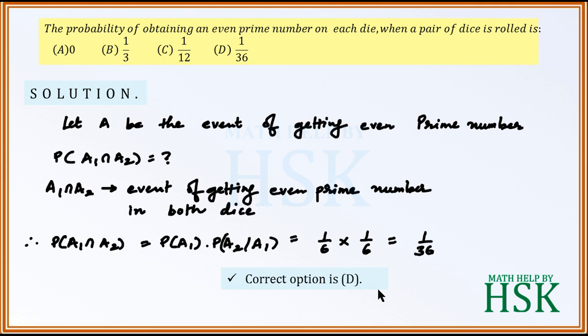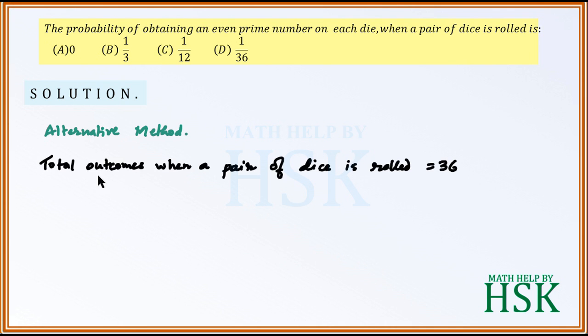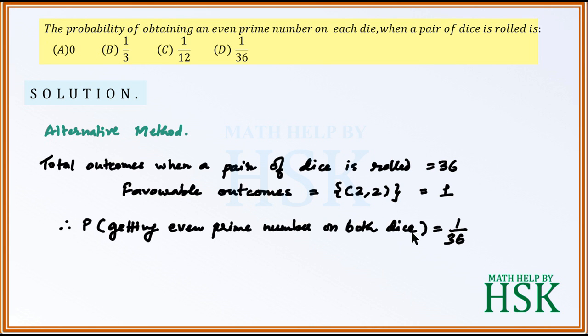And this question can also be solved by an alternative method. The total outcomes when a pair of dice is rolled is 36. It is very simple to understand. And the favorable outcome, that is obtaining an even prime number on each die, would be equal to this outcome, that is obtaining 2 on the first die and 2 on the second die. This set contains only one element, therefore favorable outcomes is equal to 1. And therefore probability of getting an even prime number on both dice is equal to 1 by 36.